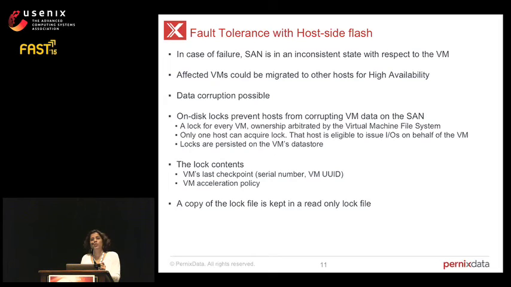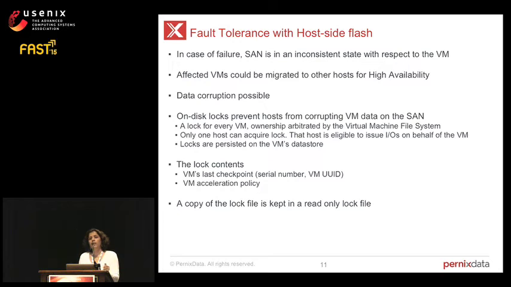So the third challenge was fault tolerance, and I talked about the problem with what happens if there's a flash failure, and that is solved by replicating writes onto other hosts' flashes. But there are other scenarios that we also need to consider in a virtualized data center. For instance, in the case of a failure, the first thing is that the SAN is in an inconsistent state with respect to the VM. The SAN has stale data. Dirty VM writes have not been destaged to SAN.